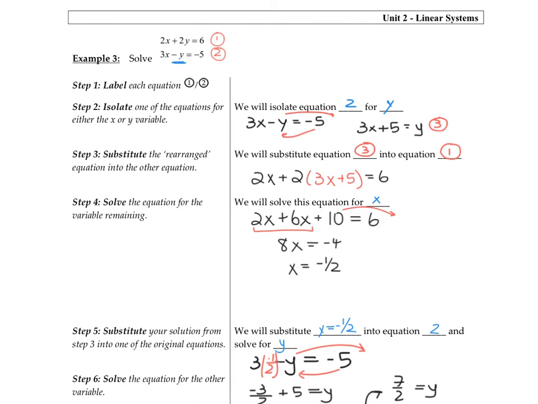Okay, so let's have a look. I labeled my equations number 1 and 2, and I noticed that equation 2 had the y variable with a coefficient of -1, so that's going to be my target. I'm going to isolate equation 2 for y.